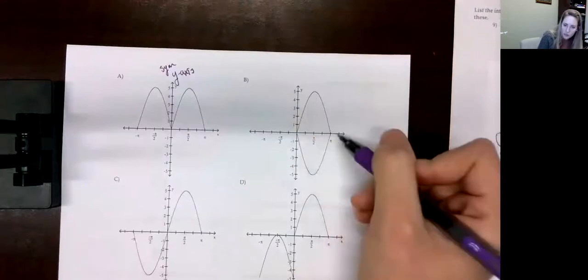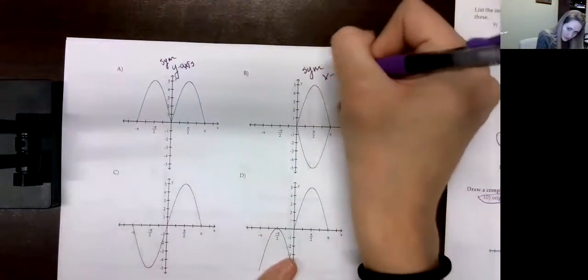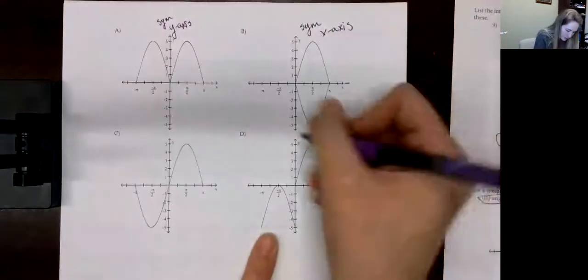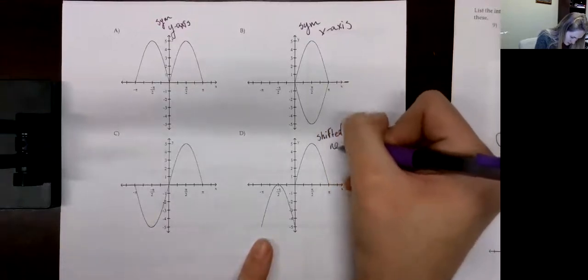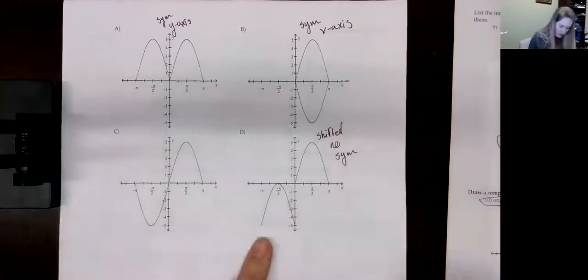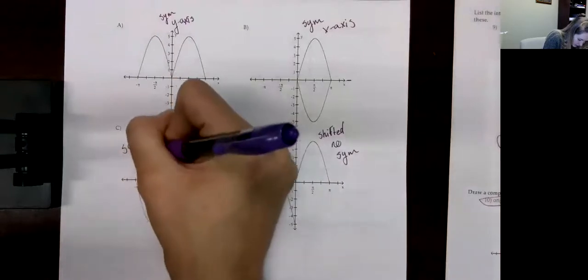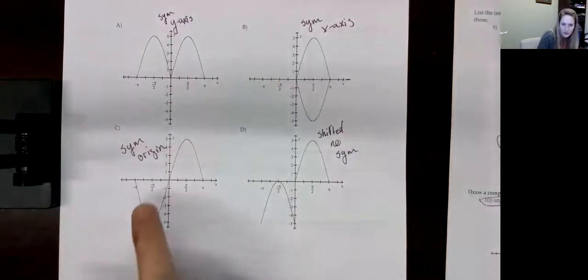This one would line up if we folded it across the x-axis. So this one is symmetric to the x-axis. This one has no symmetry. This one was shifted. And this one is symmetric to the origin, because if I rotated this 180 degrees, these two would line up. And it's on the other page over there. Okay.